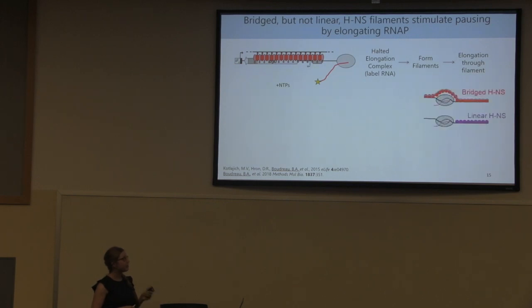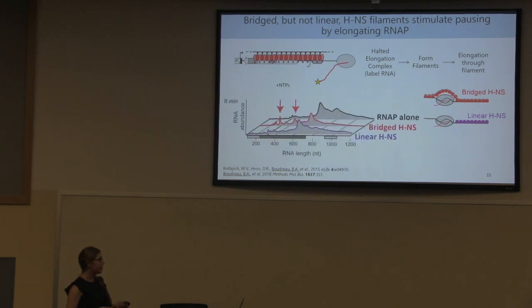So I want to show you first the effect of these two filaments on RNA polymerase, so the bridged H-NS in the red and the linear H-NS filament in the purple. I'm showing you here the RNAs made in the presence of these different filaments at one time point. The RNA length is on the x-axis here, and the abundance of those RNAs is on the y-axis. At this time point, if the RNA polymerase has made it down the template, it could make a longer RNA, which I'm showing you here in the black trace, which is RNA polymerase transcribing bare DNA.